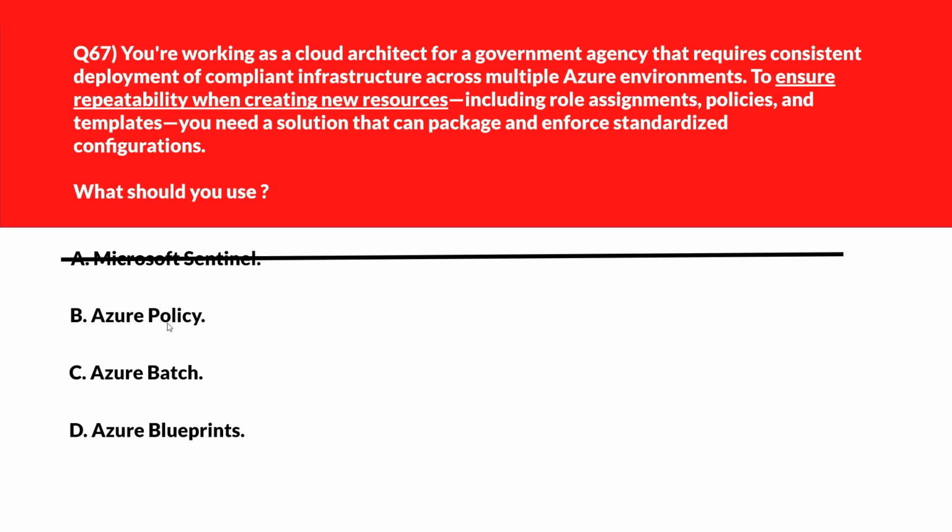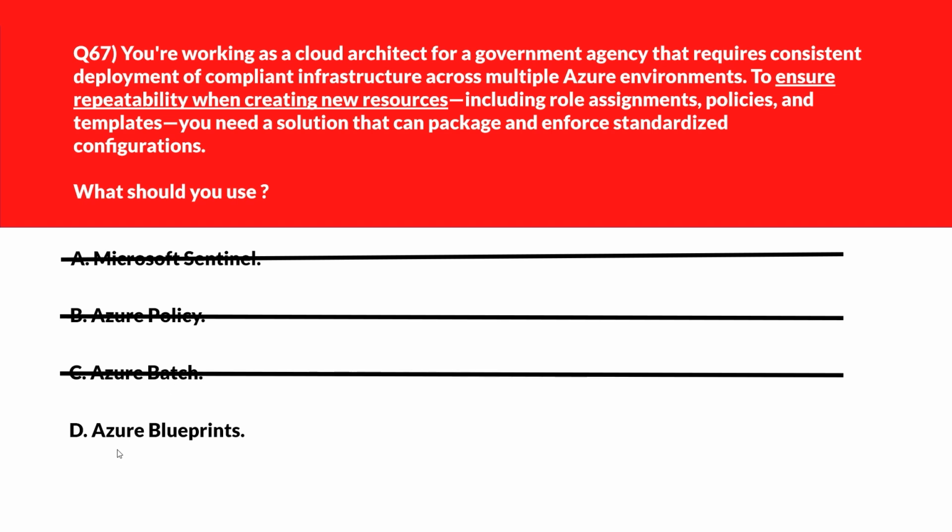B says Azure Policy. Azure Policy enforces rules and compliance but doesn't package and deploy repeatable resource templates. Rejected. We'll move to option C. C says Azure Batch. Azure Batch manages large scale compute jobs, not infrastructure provisioning. Wrong choice. We'll move to D. D says Azure Blueprints. Azure Blueprints enables consistent deployment of resource templates, policies, and RBAC across environments. That being said, Azure Blueprints is the right answer.